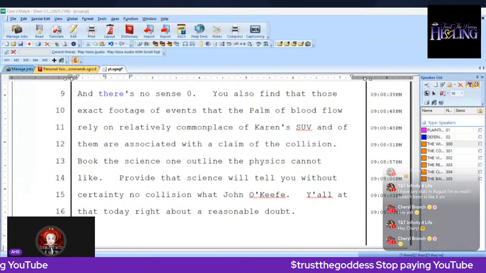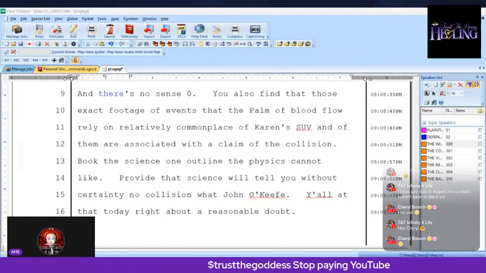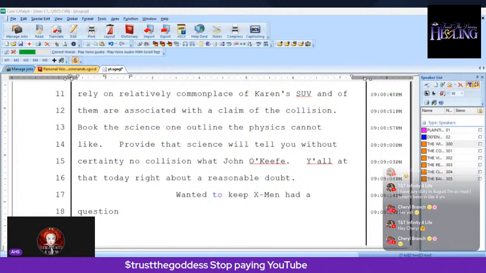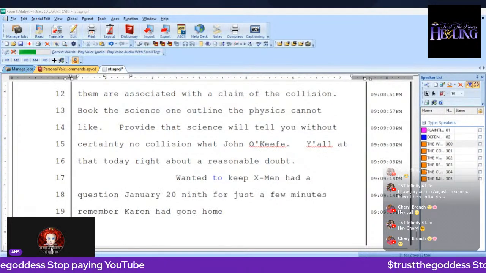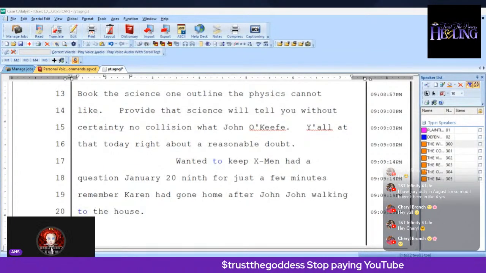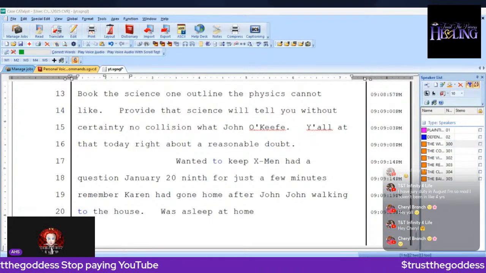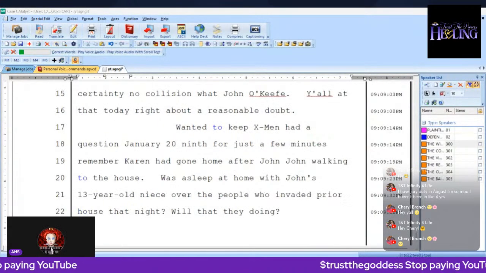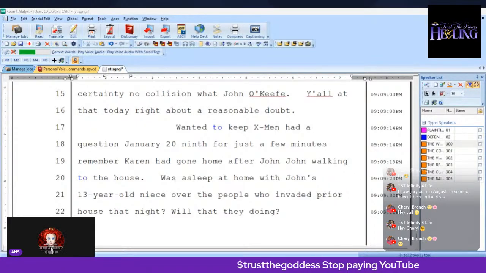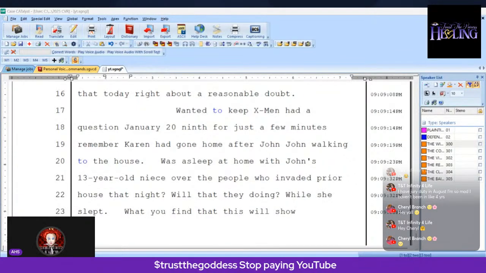I want to take you back to the night in question, January 29th, for just a few minutes. Remember, Karen had gone home after dropping off John and John walking to the house. While Karen was asleep at home with John's 13-year-old niece, what were the people who had been at Brian Albert's house that night doing? While she slept, what you'll find and what the evidence will show is that they were extremely busy.